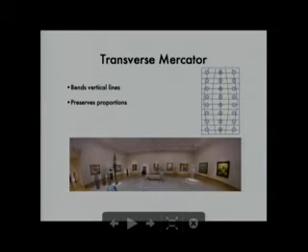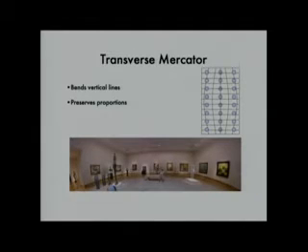Maybe, but in some cases, you could choose something else, so maybe transverse Mercator, which just takes the Mercator and transposes it. In this case, the horizontal lines will be kept horizontal. Vertical lines are bent. Now, in most cases, when people take panoramas, they tend to move more right-left. This is just the way we are used to capturing the world, looking at it.